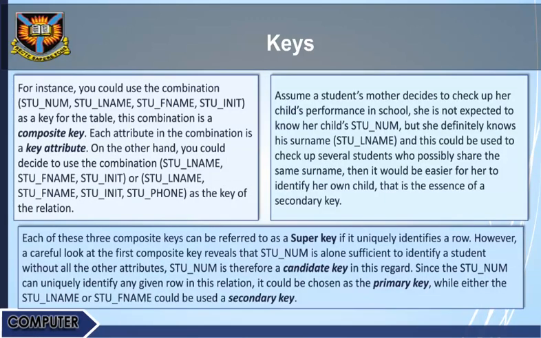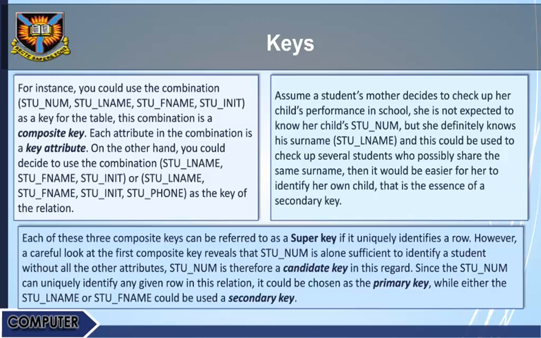For instance, you could use the combination student number, student last name, student first name, student initial as a key for the table. This combination is a composite key. Each attribute in the combination is a key attribute. On the other hand, you could decide to use the combination student last name, student first name, student initial, or student last name, student first name, student initial, student phone as the key of the relation.